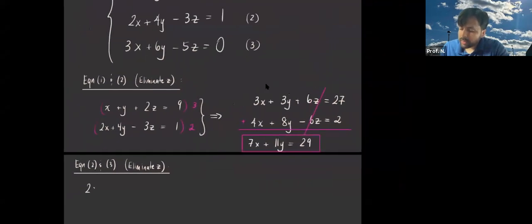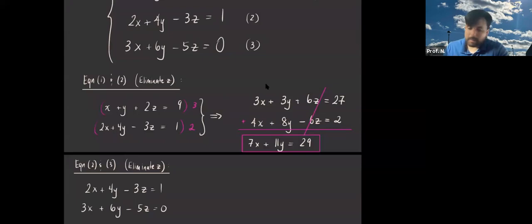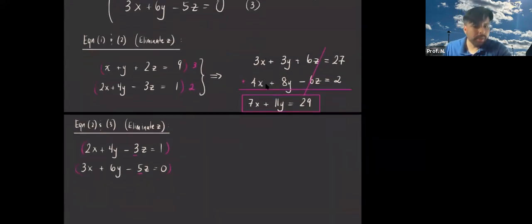I got 2x plus 4y minus 3z equals 1. I got 3x plus 6y minus 5z equals 0. So I want to eliminate the z's. So I have to multiply the first equation and the second equation by a certain number. And how do we determine that number? We can look at the least common multiple of the coefficients of the variable we're eliminating. So 3 and 5, the least common multiple is 15.